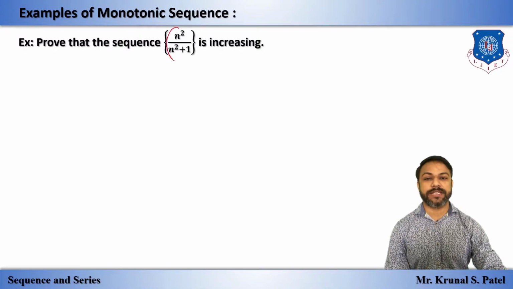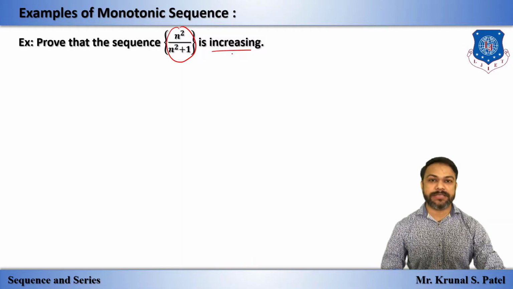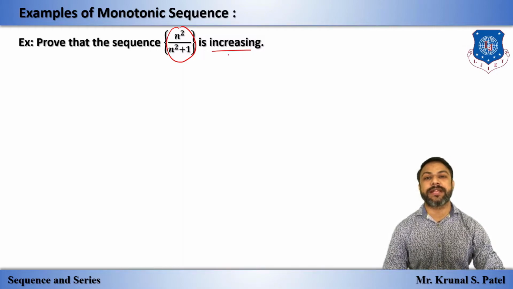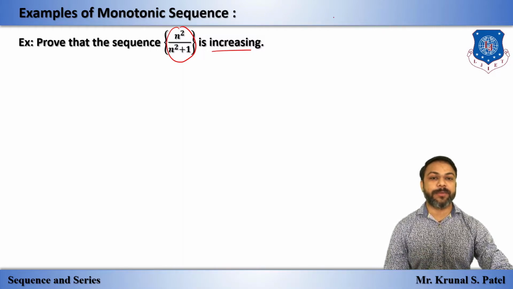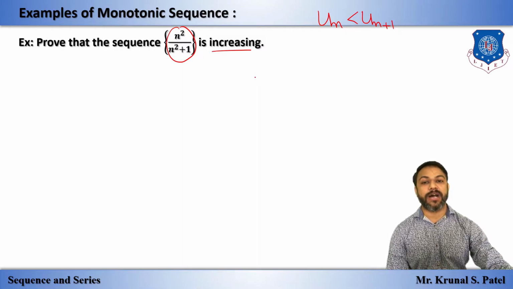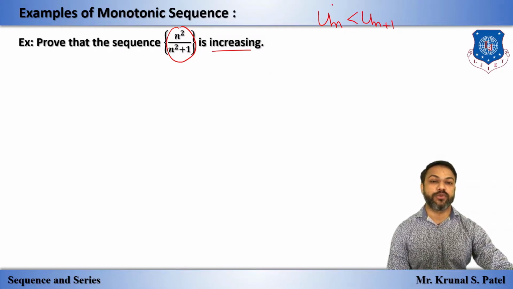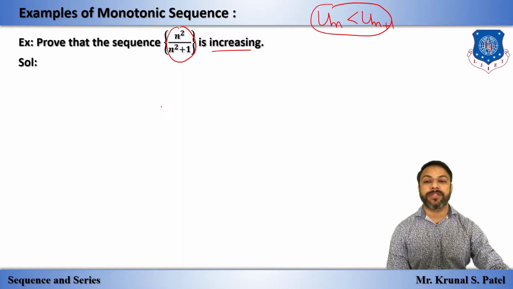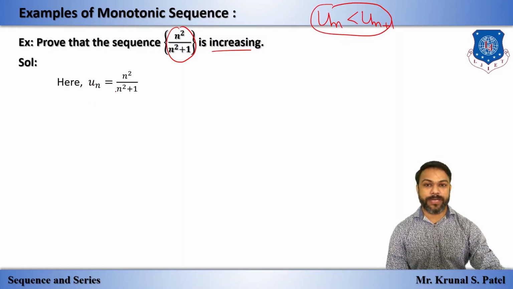Prove that the sequence is increasing. Same step, same concept, but how can we check that it is increasing? That means un is less than un plus 1. We have to check this. Each and every time we cannot use that inequality. So in this example, we will learn how we can check that un is less than un plus 1. So let's write down un.